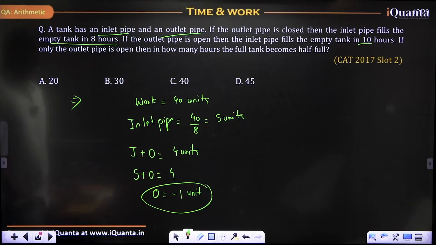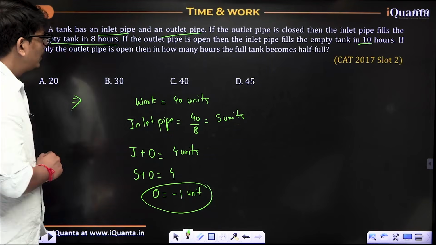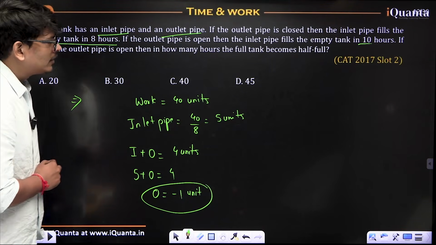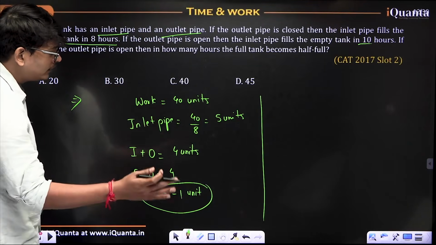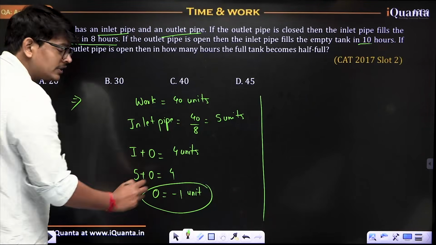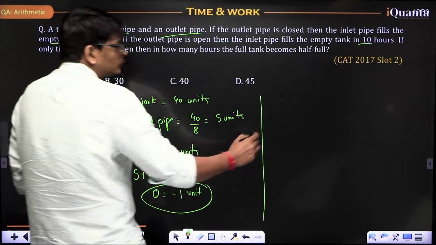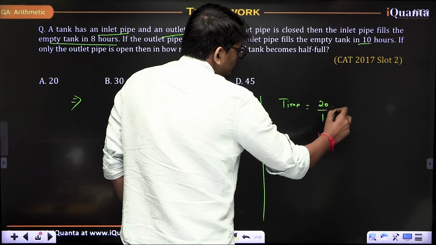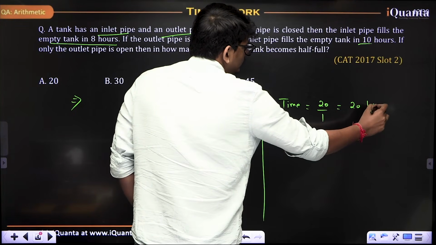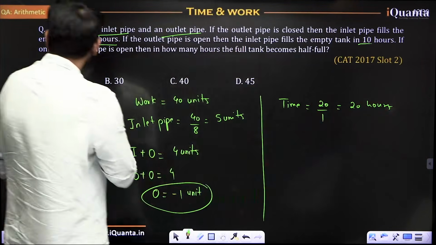Next, if only the outlet pipe is open, then in how many hours the full tank becomes half? That means we have to drain 20 units and the efficiency is 1 unit. So, time taken will be 20 by 1. That is 20 hours. Option number A.